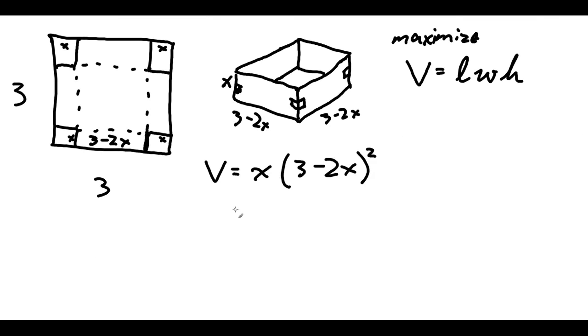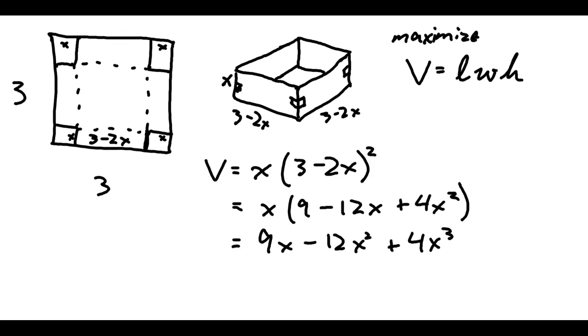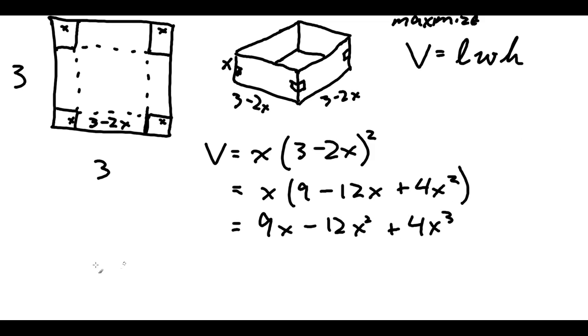We'll need to look for critical points, which will involve a derivative. To make that easier, let's go ahead and square this thing out. 9 minus 12x plus 4x squared. So then it looks like we have 9x minus 12x squared plus 4x cubed, if I have done this correctly, as our volume. Again, we want to maximize this. So let's find the derivative. V prime looks like 9 minus 24x plus 12x squared.